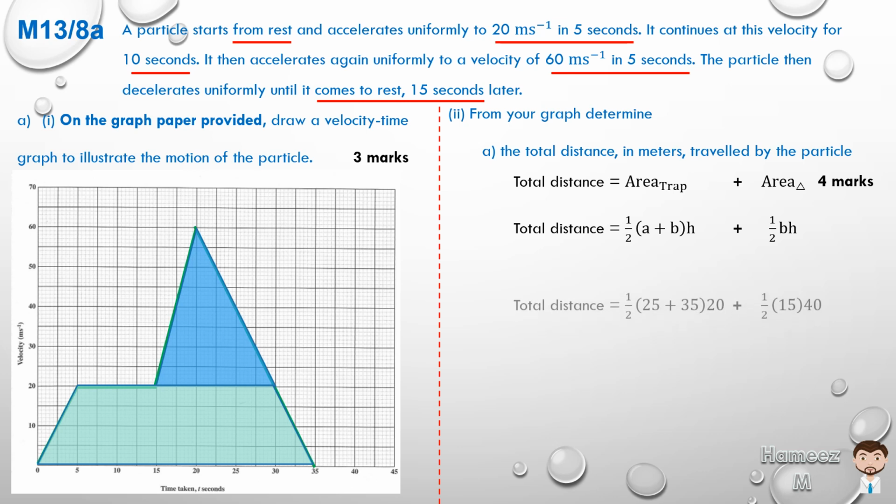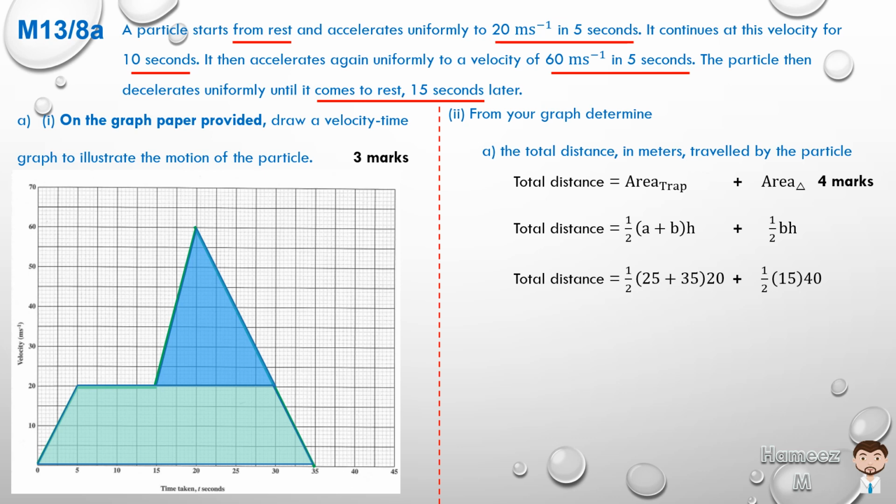So it will be a half times what is a and b, the parallel sides in the trapezium. So the higher horizontal side moves from 5 to 30, so that's 25. And the x-axis is 35. So a half by 25 plus 35 times what's the perpendicular height? 20. That's for the trapezium. And for the triangle, a half times what's the base of the triangle? 15 to 30 is 15. Times the perpendicular height, it moves from 20 to 60, so that's 40.